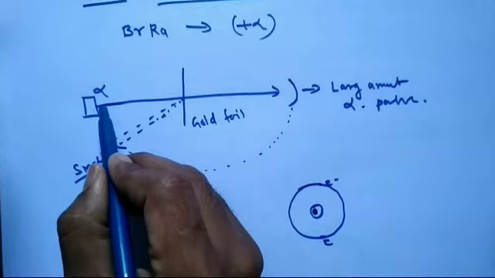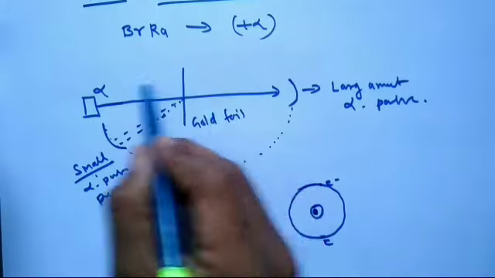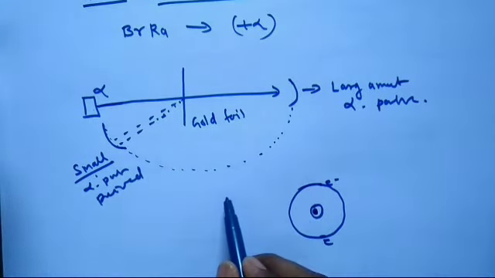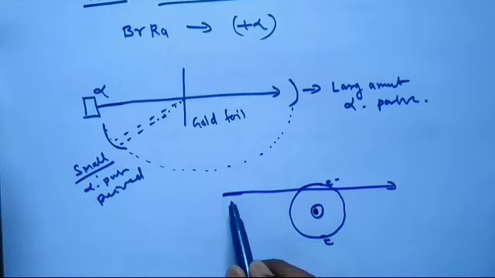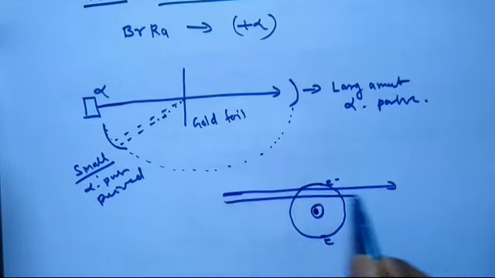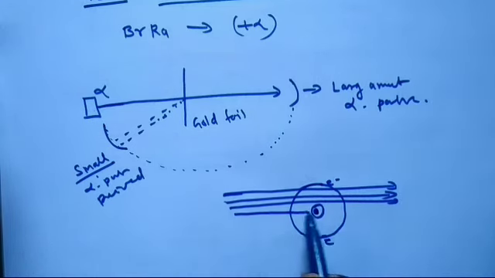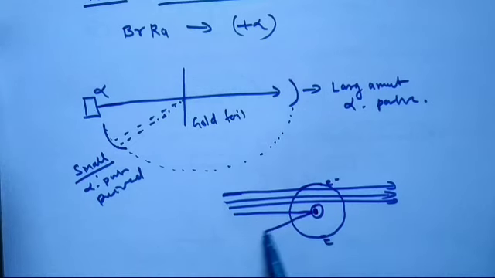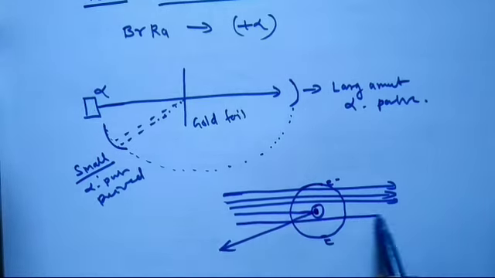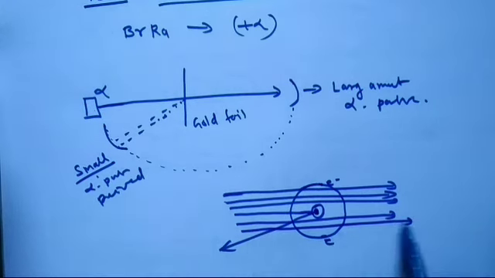But the maximum number of alpha particles pass through the gold foil. That means the maximum number of alpha particles pass through the empty space of the atom, like this. But those which collide with the nucleus only come back, and the rest of the alpha particles pass through the empty space of the atom.